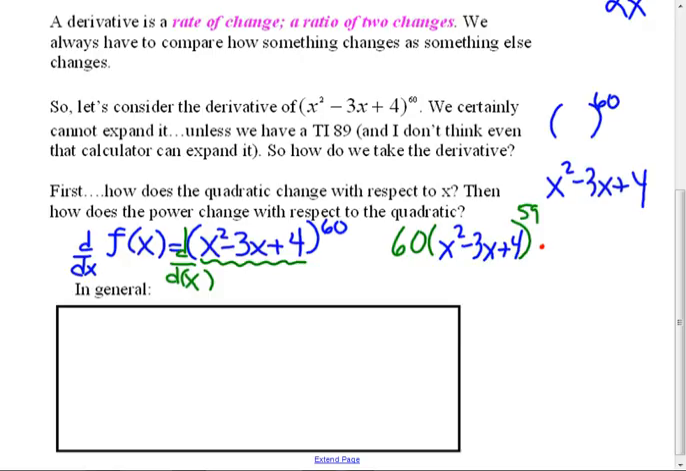So now we're going to get to the candy. We're going to take the derivative of the candy. What's the derivative of this inside function? I want to go back to the original. Yeah, 2x minus 3. And you're done.